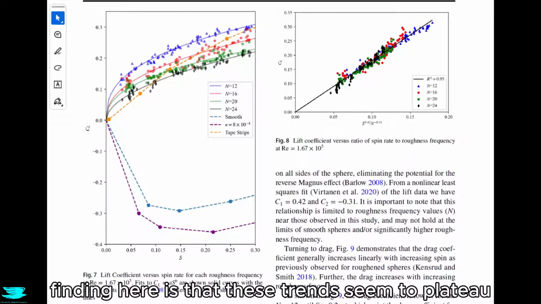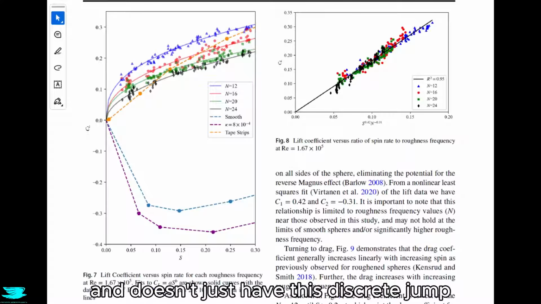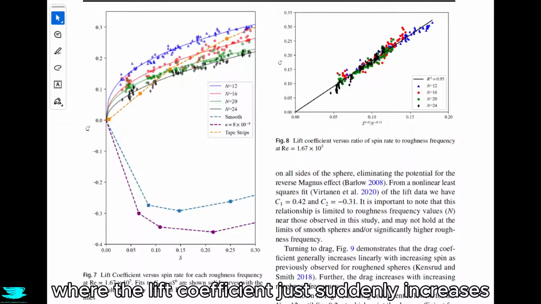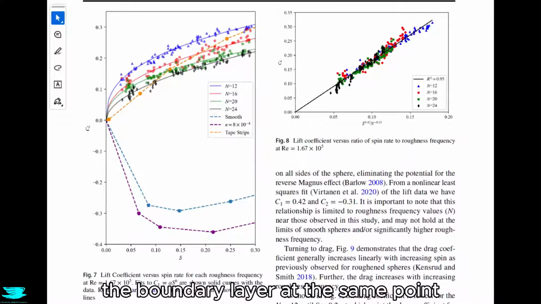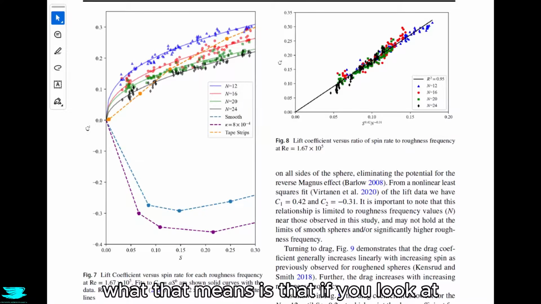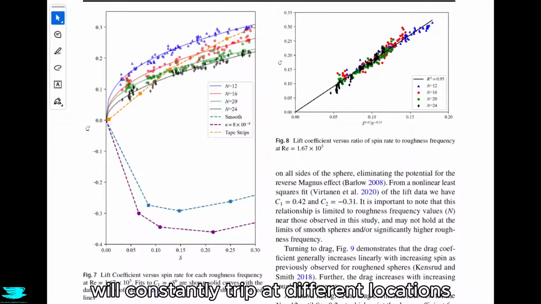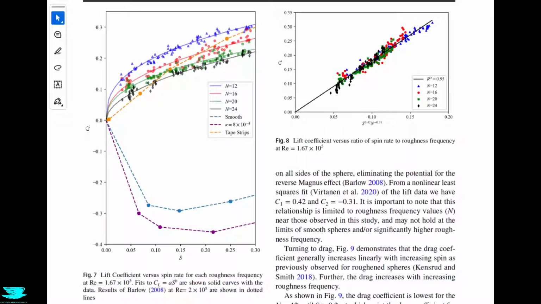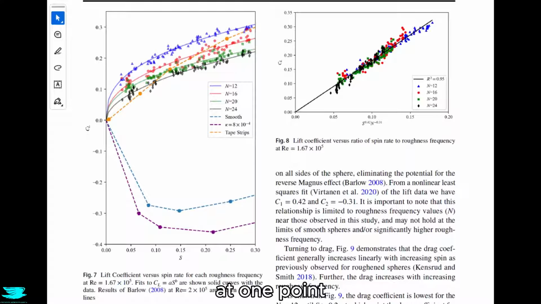Another interesting finding here is that these trends seem to plateau. The spin rate doesn't go high enough to say that for sure, but they seem to start to level off. And I think the reason why it plateaus and doesn't just have a discrete jump where the coefficient suddenly increases is because the dots aren't continually tripping the boundary layer at the same point at each moment in time. So these results are averages. What that means is that if you look at the overall time, the boundary layer will constantly trip at different locations. Speeding up the spinning means that the boundary layer tripping point will become more consistent at one point.